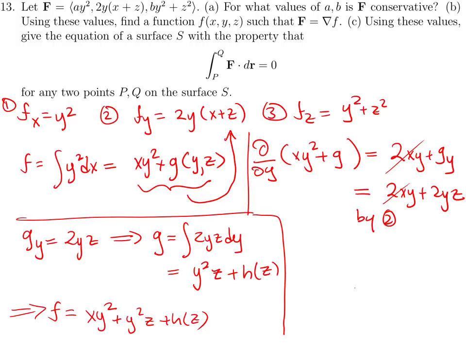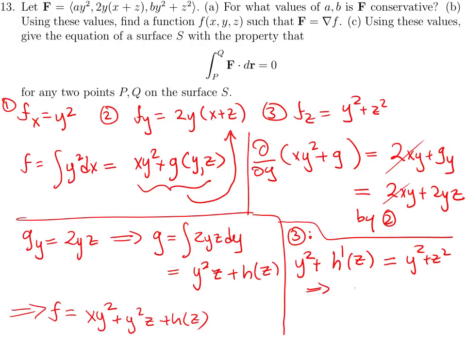And not surprisingly, the way I'm going to do this is by plugging this into the third equation. So plugging this into the third equation, differentiating this in z, what do I get? I get that the first term goes to 0, the second term is, I'm sorry, not 2yz, the second term is y squared, I'm differentiating in z, plus h prime of z. It's the univariate derivative of h with respect to z, has to equal y squared z squared. And so this means that h prime of z is equal to z squared. And so h of z is equal to z cubed by 3.